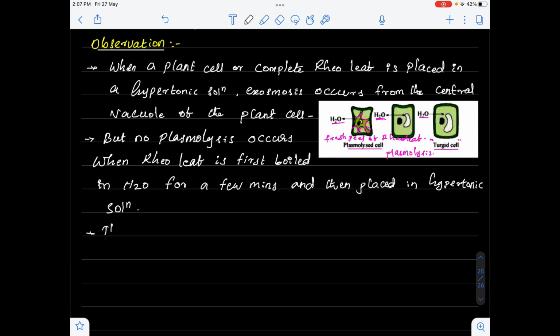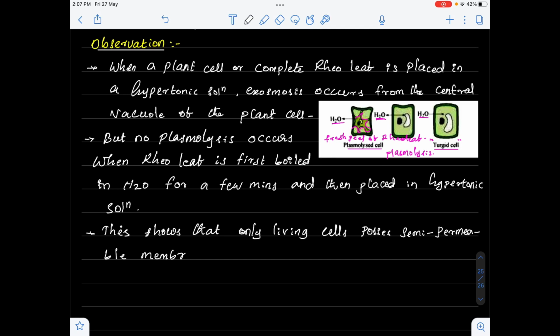So this activity shows that only living cells possessing semi-permeable membranes are able to exhibit osmosis.